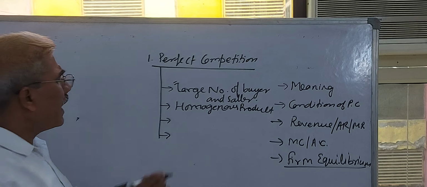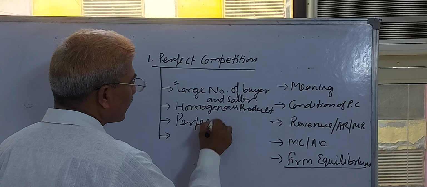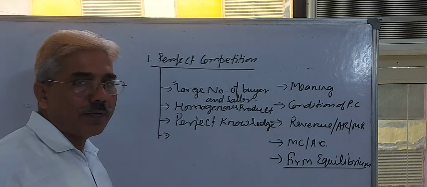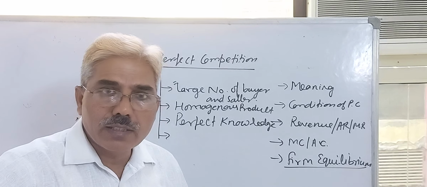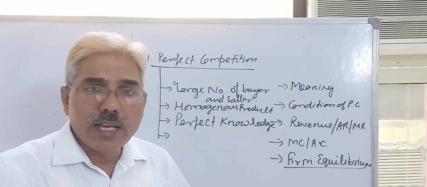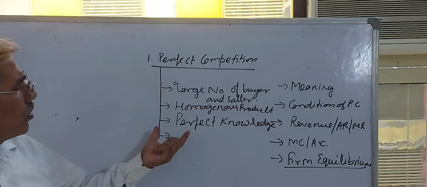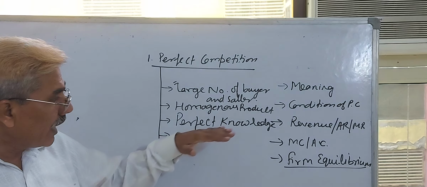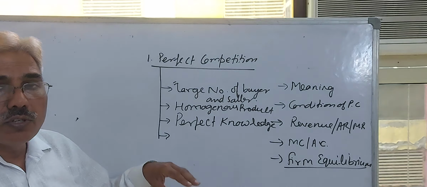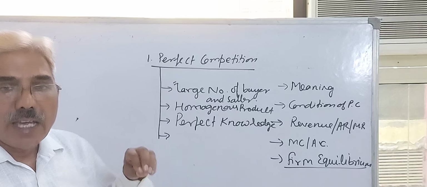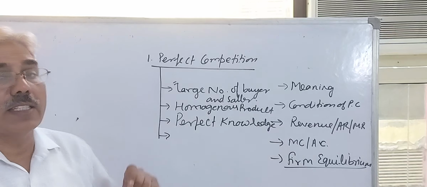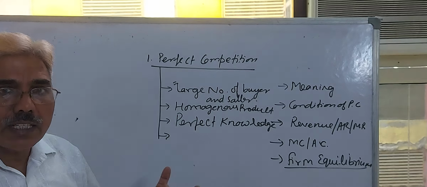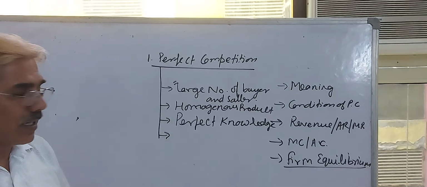Third, perfect knowledge. It means buyer and seller have perfect knowledge about the product. No confusion or misconception remains in the minds of seller and buyer. If they have perfect knowledge regarding the product, no one can cheat the other. Everyone has to sell this product at a fixed price, which is determined by the market forces, and there is no variation. Why? I will discuss this under the revenue explanation.